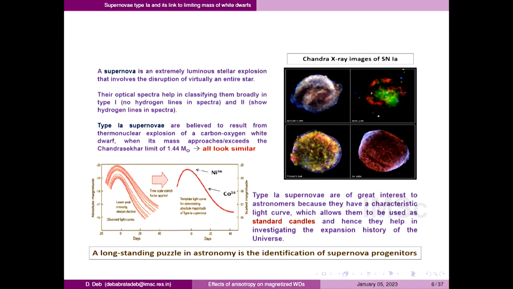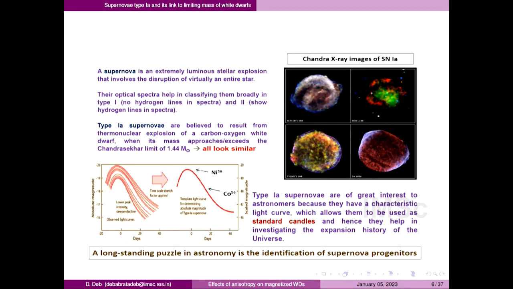So let us now discuss what a supernova is. A supernova is an extremely luminous stellar explosion that involves disruption of the entire star, and it is so luminous that it is almost 10 to the 10 times more luminous than the sun. There are majorly two types of supernova: type 1 supernova and type 2 supernova. Type 1 supernova can be classified into 3 parts: type 1a, 1b and 1c. Type 1b and 1c reduce into a black hole, whereas type 2 supernova reduces into a neutron star.